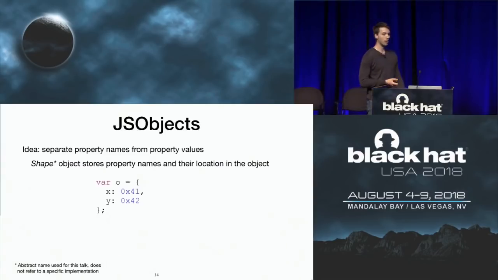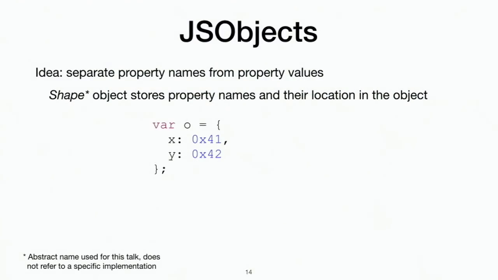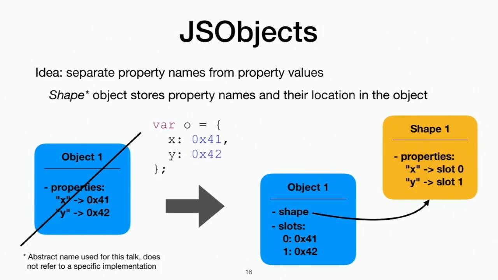In reality, in all of the major engines right now, they essentially separate property name information from value information. And then they have this object that I'll just call a shape for this talk. This shape object essentially stores the property names. So let's look at that. Again, this is the object we want to represent, with X and Y properties. Instead of having the object store a hash map mapping strings to values, we have the object point to its shape. That's a separate object. Now this shape essentially maps property names to integers.